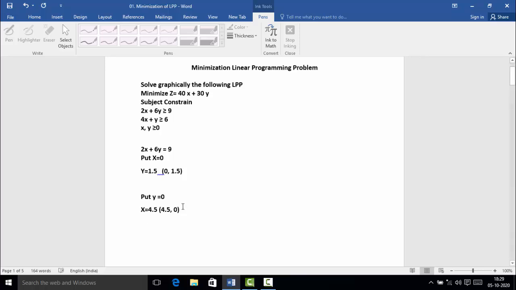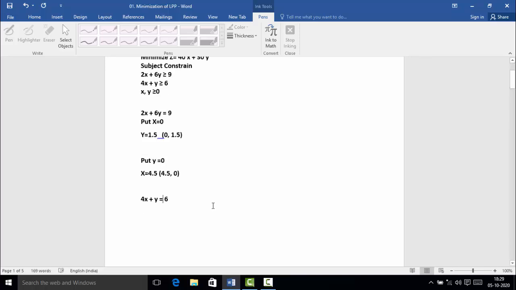Now take the second constraint and convert it into the equation 4x plus 5y is equal to 6. Again we want two points from this equation in order to draw the line on the graph. Therefore put x equal to 0. If we put x equal to 0 in this equation, then y is equal to 6 and our first point is (0, 6).